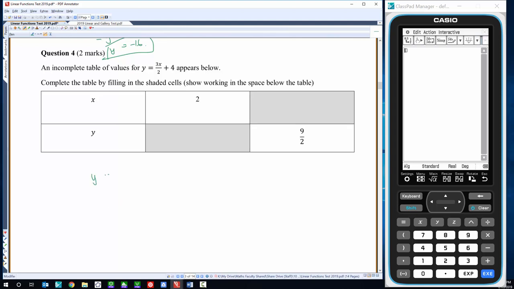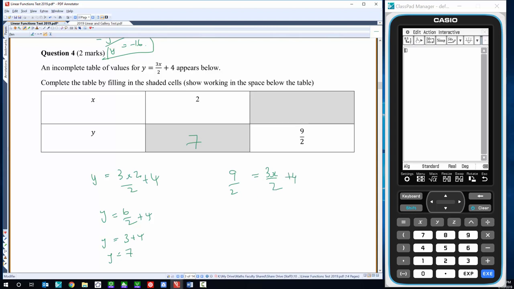So y equals 3 times 2 over 2 plus 4, y equals 6 over 2 plus 4, y equals 3 plus 4, y equals 7. So in this box, it was a 7. This one here says, what's the value of x when y is 9 on 2? So what we're going to do is sub 9 on 2 in: 9 on 2 equals 3x over 2 plus 4.